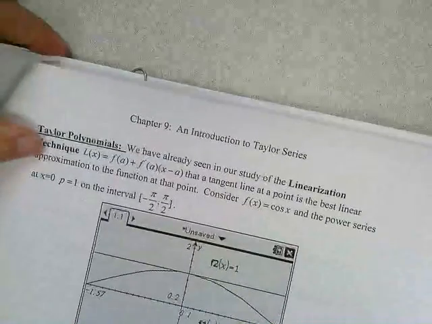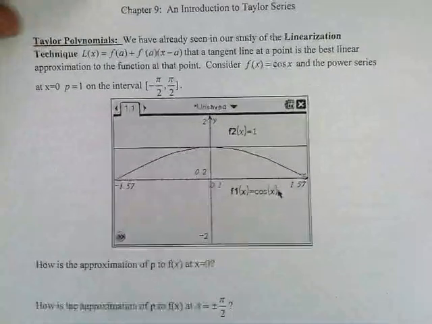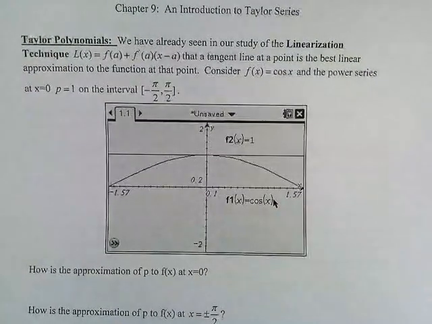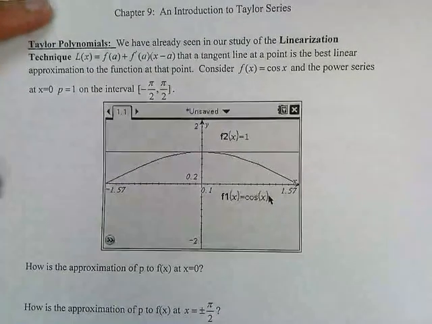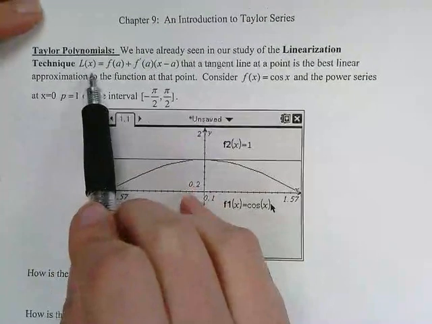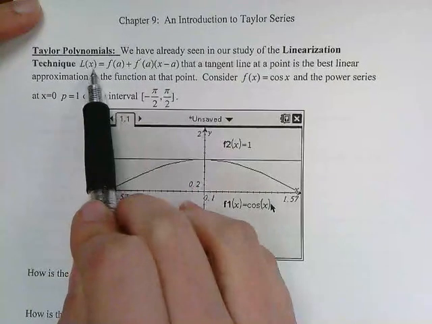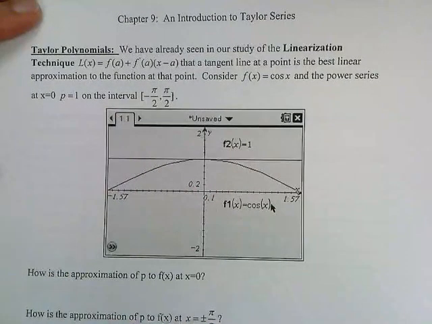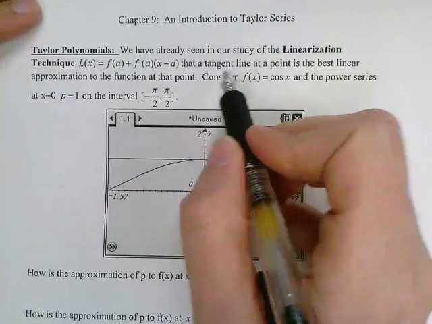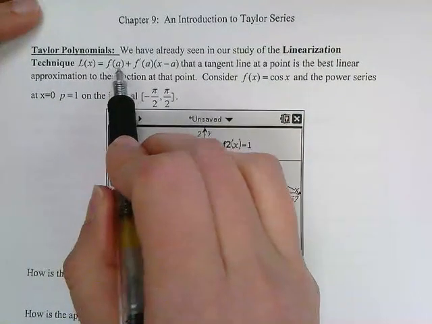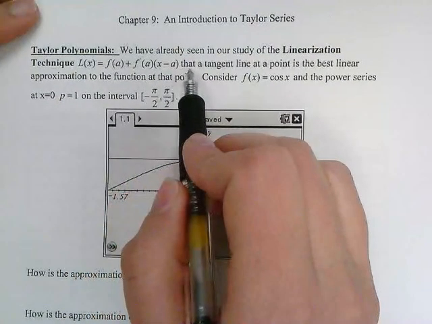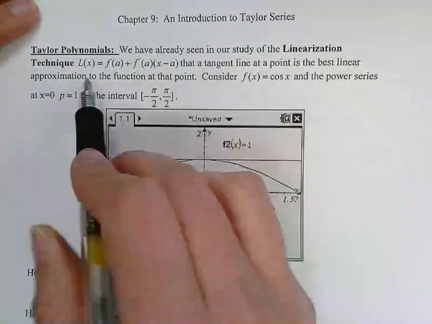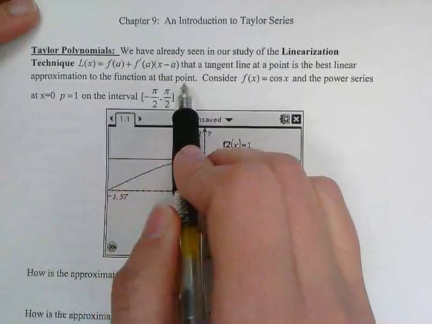Okay. Which brings us, I'm going to finish this page, and this is going to be our part 1 of our notes, okay? Which brings us to our Taylor polynomials. So we have already seen in our study of linearization technique, if you remember, you take a function and you try to basically line it up to find the tangent line. So L of x is equal to f of a plus the derivative of f times x minus a, a tangent line at the point is the best linear approximation for the function at that point.